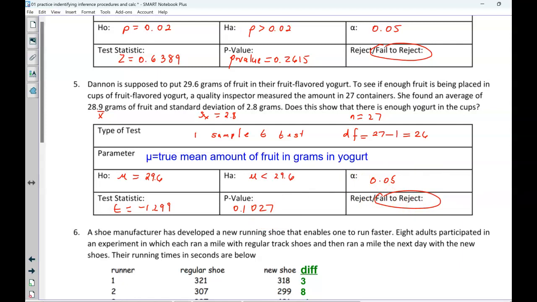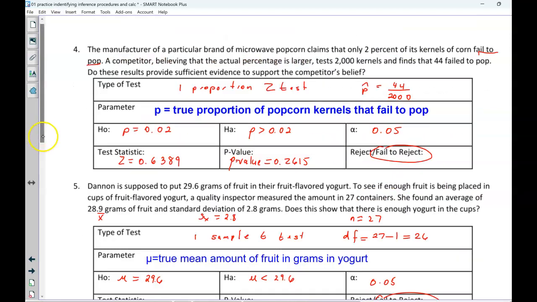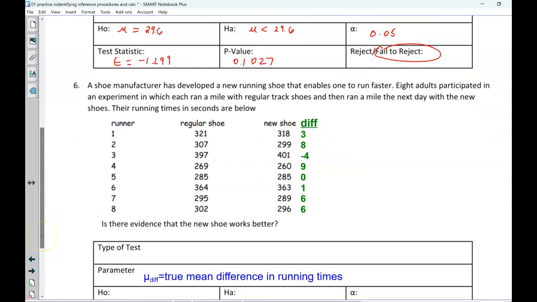Okay, and we'll do one more from this. A shoe manufacturer has developed a new running shoe that enables one to run faster. 8 adults participated in this experiment, in which each ran a mile with the regular track shoes and then ran a mile with new shoes. Their running times are recorded below. Is there evidence that the new shoe works better? Okay, so they have a faster running time.